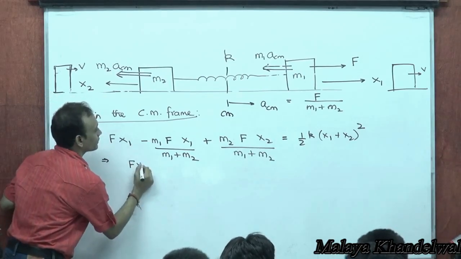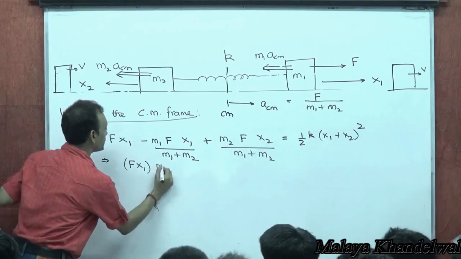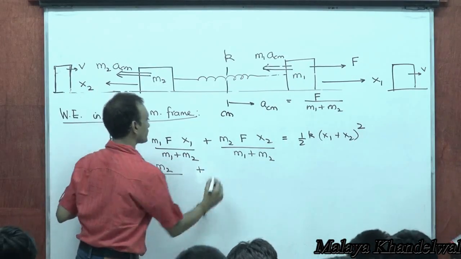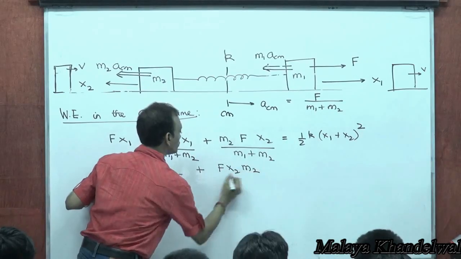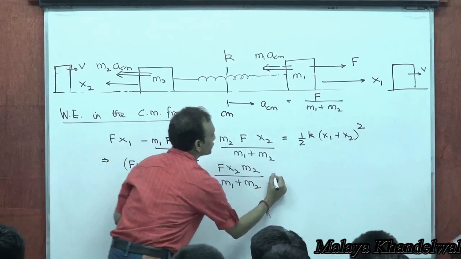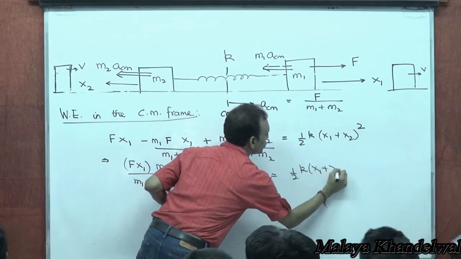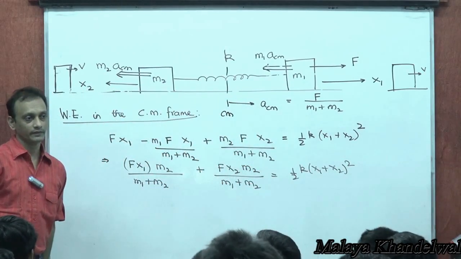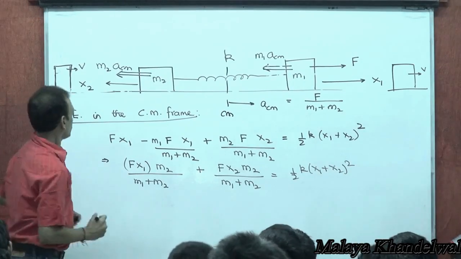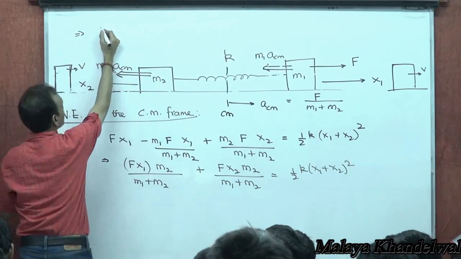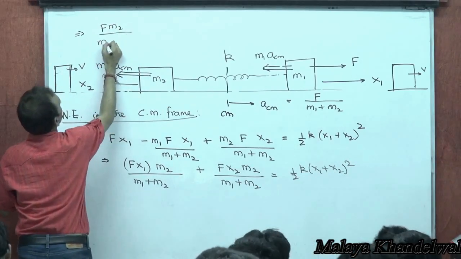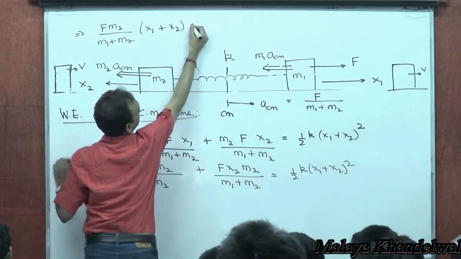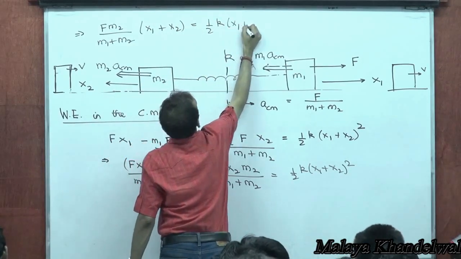So this gives me F x1 into m2 by m1 plus m2 plus F x2 into m2 by m1 plus m2 equals half k x1 plus x2 whole square. Right? Which gives me, once again, F m2 by M1 plus M2. See? F m2 by M1 plus M2 into X1 plus X2 is half K X1 plus X2 whole square.